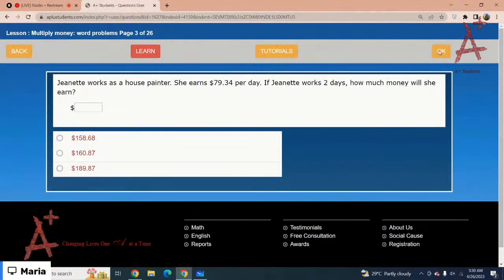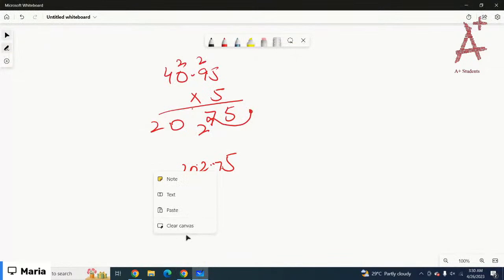Janet works as a house painter. She earns $79.34 per day. If Janet works for 2 days, how much money will she earn? So you have to do 79.34 times 2. Got it? Let's just do 79.34 times 2.